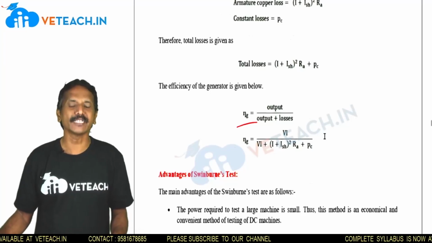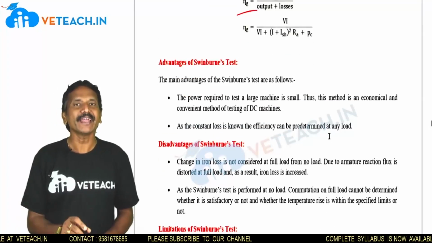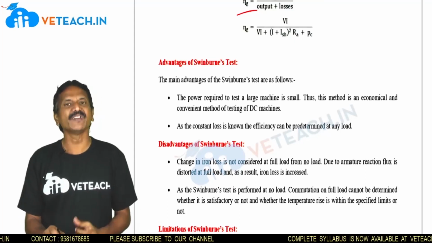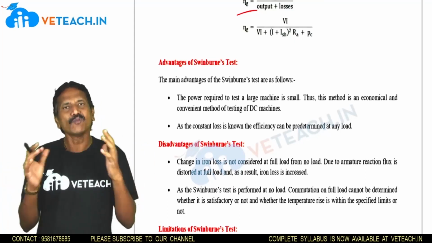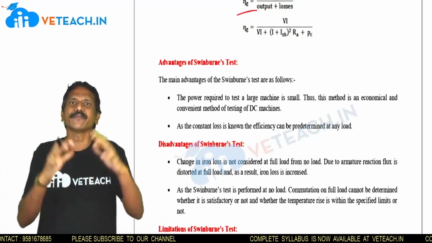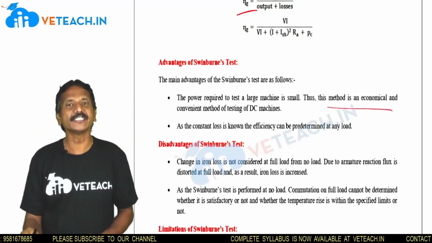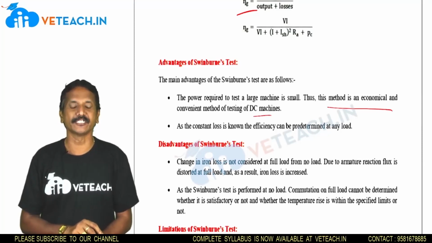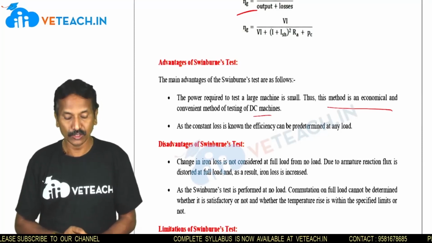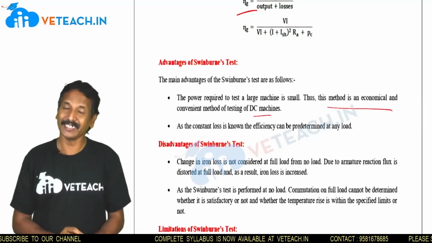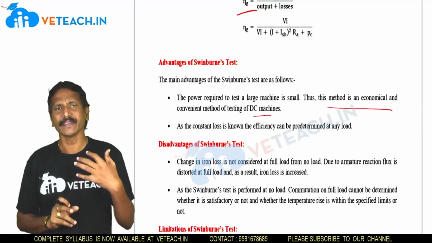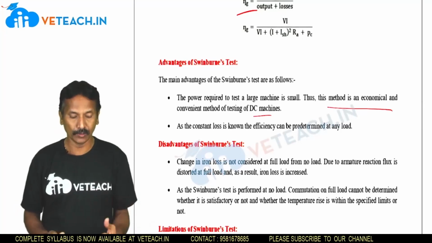by the Swinburne's test. The main advantage of this Swinburne's test is that the power required to test is very less; the voltage is very small for this one, even for big machines. Thus this method is an economical and convenient method for testing DC machines. As the constant losses are known, the efficiency can be predetermined at any load. Yes, if you know the constant losses, we can find the losses and efficiency at any load.